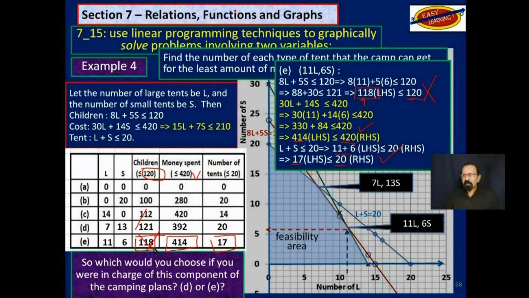So what does that leave us with? D or E? I wouldn't take a chance with E, so I will choose D. 7 large tents and 13 smaller tents will accommodate 121 campers. I should have no fewer than 120. I'm spending $392 out of the 420, and I do have 20 tents, but that is what I am allowed.